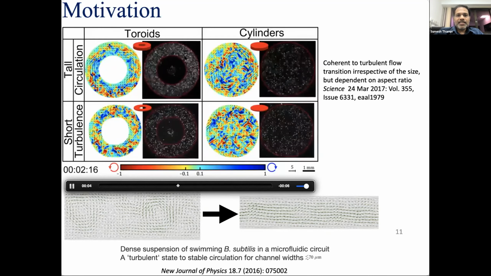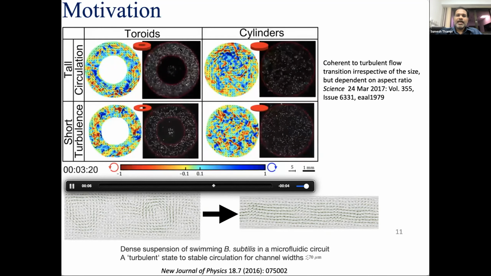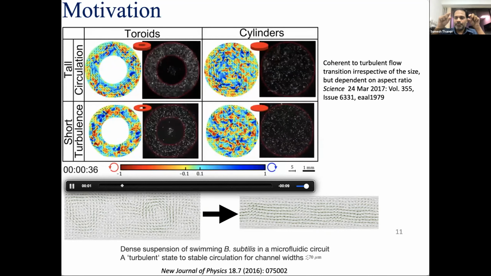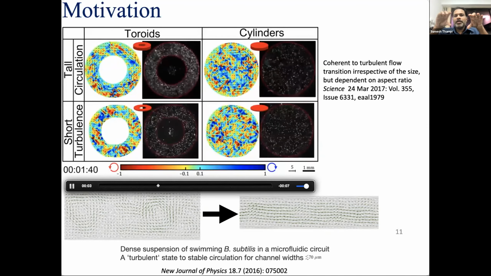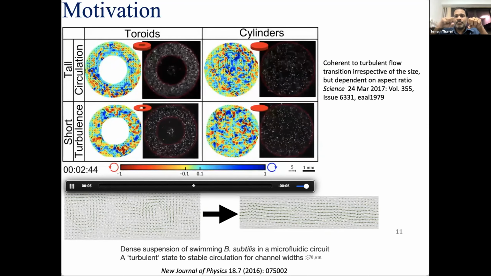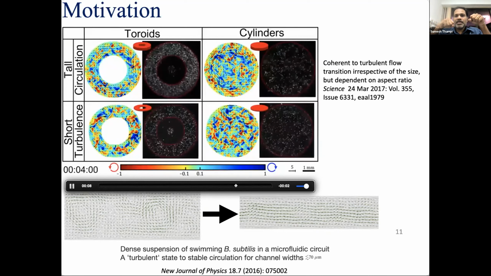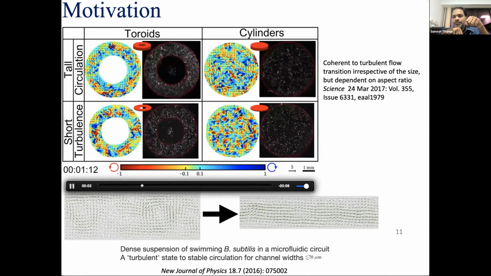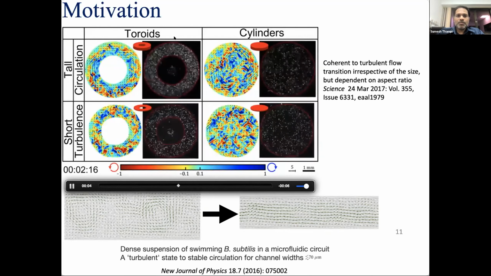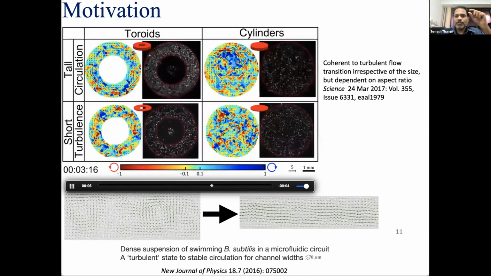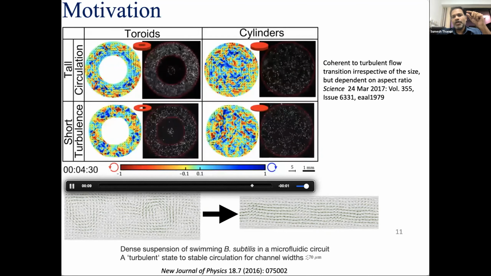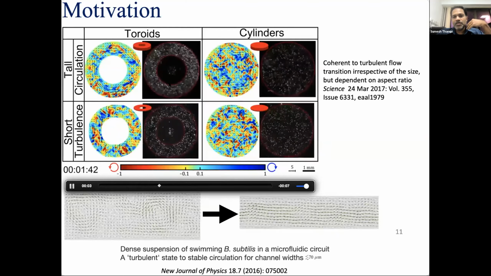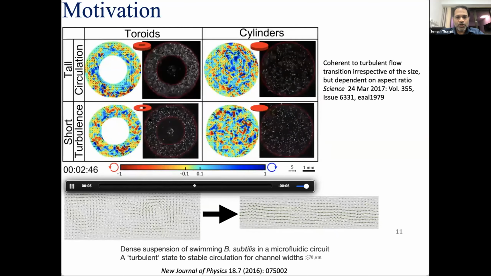Then what they did is that they took this toroid and they basically reduced the height of the toroid. So when you have a fluid or any system and you put it in a confinement, what you expect is that the more you confine it, the more control you have on the system. That's what you typically expect. So similarly, when they reduced the height of this toroid, they expected this flow to be much smoother. But what they found is exactly opposite. That's what is shown in the figure here.